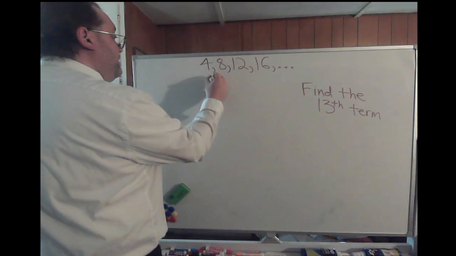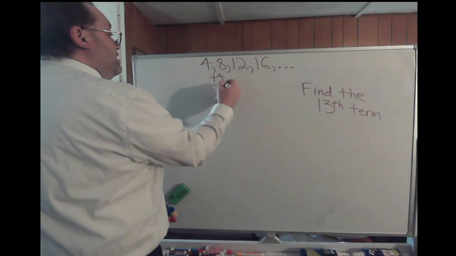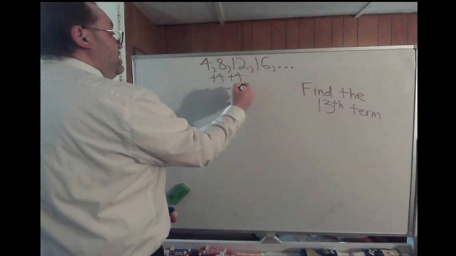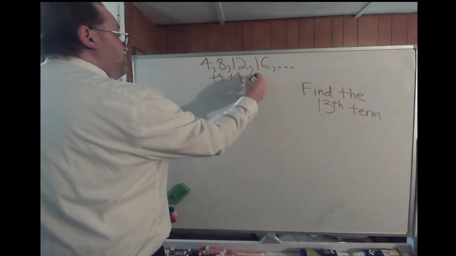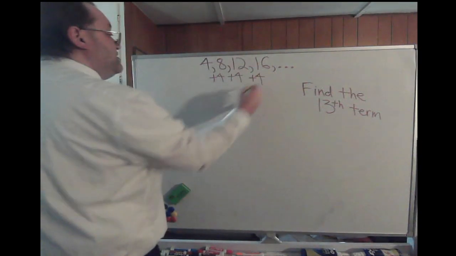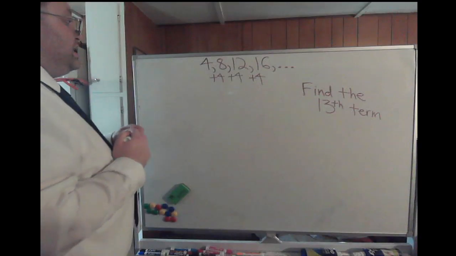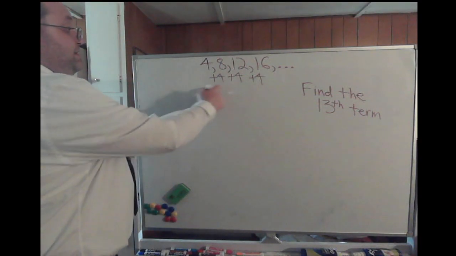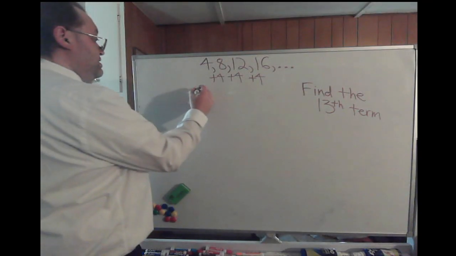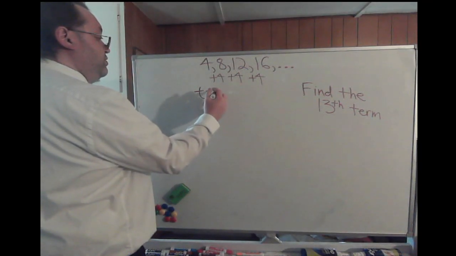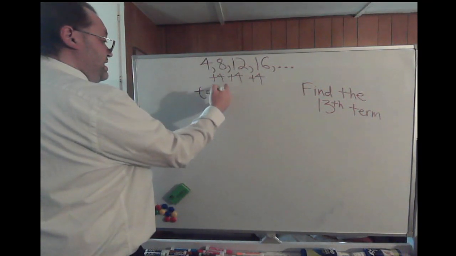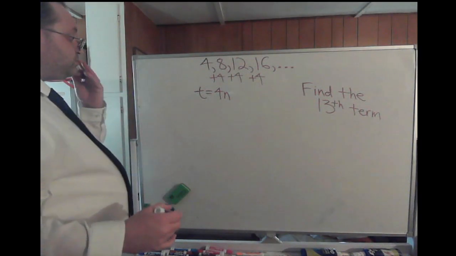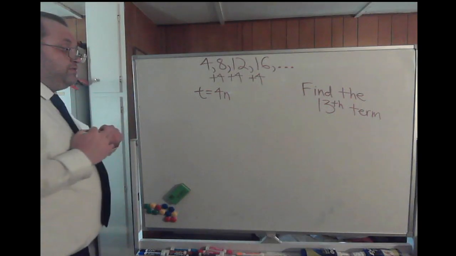Between 4 and 8, you add 4. Between 8 and 12, you add 4. Between 12 and 16, well, you're going to add 4. So, it looks to be that you have a common difference of 4. So the term is going to equal that common difference of 4 times the number of the term you're on. Well, that's only part of it.